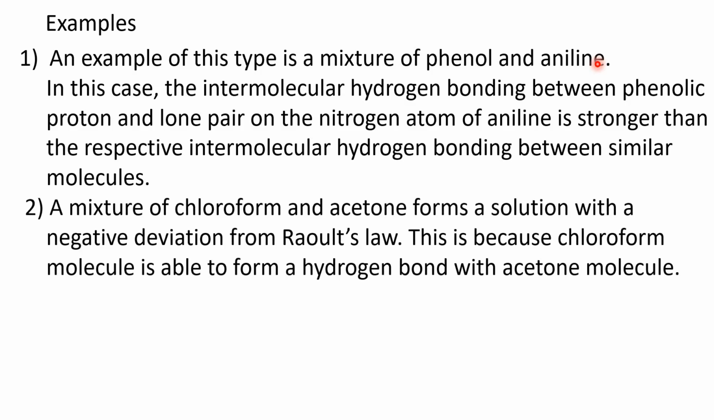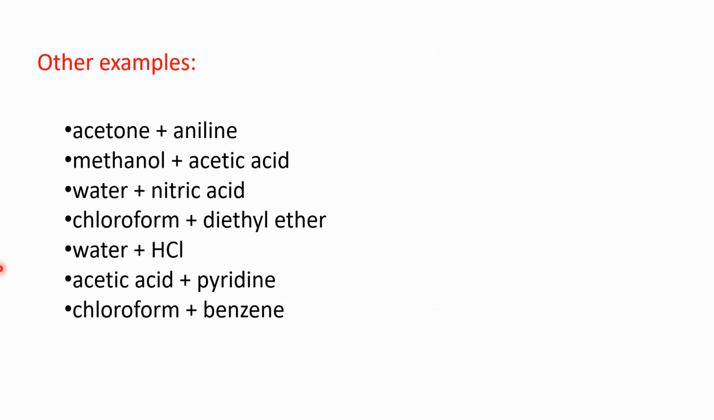Now, another example is a mixture of chloroform and acetone. Here also strong interaction developed. Why? Because chloroform and acetone are associated by intermolecular hydrogen bonding. So stronger interaction develops, so they show the negative deviation. And the other examples of this type are acetone plus aniline, methanol plus acetic acid, water plus nitric acid, chloroform plus diethyl ether, water plus hydrochloric acid, acetic acid plus pyridine, chloroform and benzene.